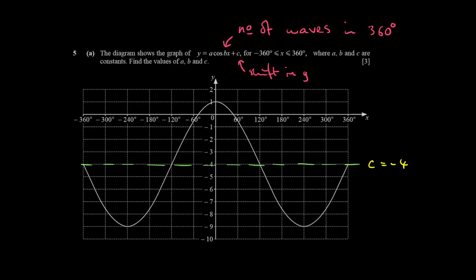So it's the number of waves in 360 degrees. So let's just try to think about this. How many waves have we got in 360 degrees? Well, from this graph, it's a tiny bit hard to tell, isn't it, right?